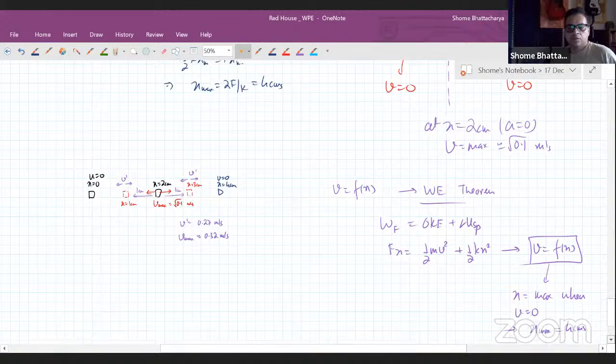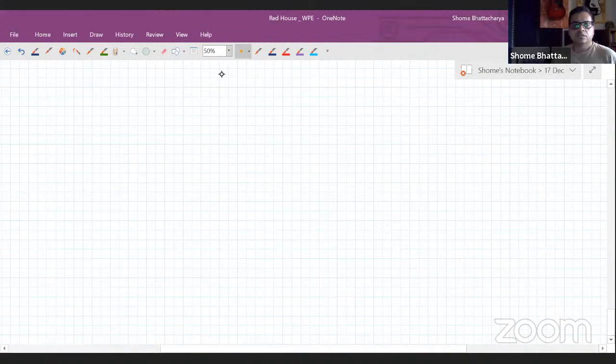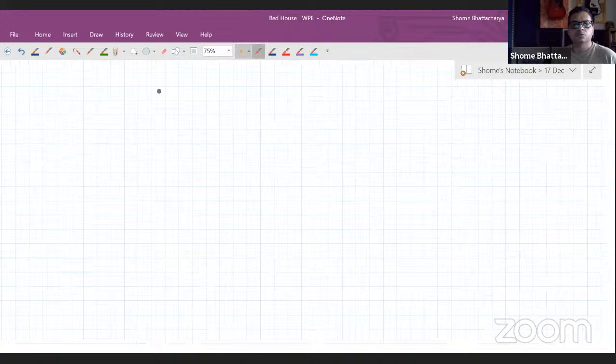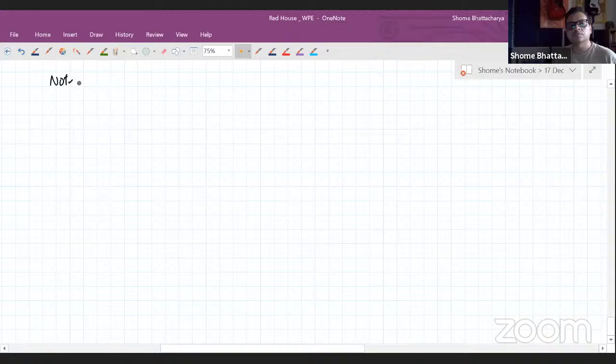Okay, so let's try another version of the same question. But by the way, before we come to the other version, the other option we could do is also use the work kinetic energy theorem instead of the work energy theorem.